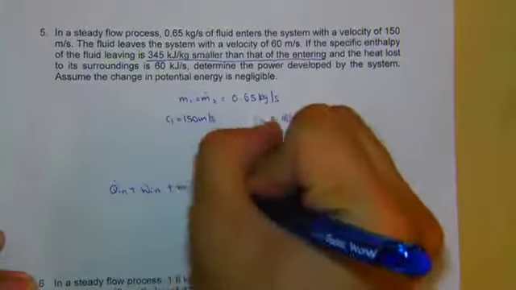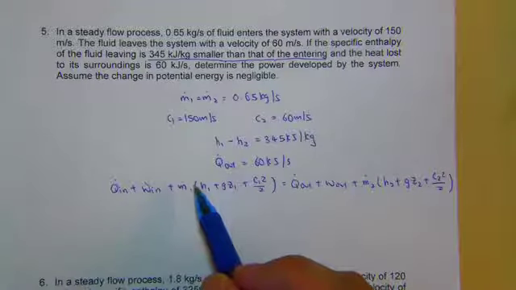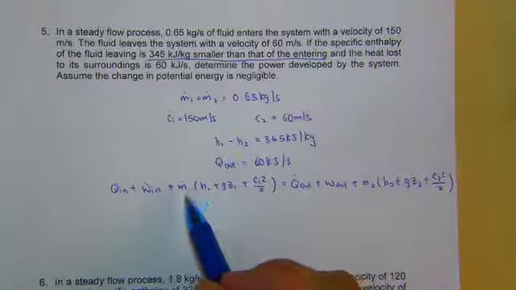Because we are given in terms of enthalpy, we will use the enthalpy form. Just now for question 4, we are given in terms of specific internal energy and pressure and specific volume, so we will use the U plus PV form. Now we cancel out the terms that we do not need or that is irrelevant. Q dot in don't have, W dot in don't have.